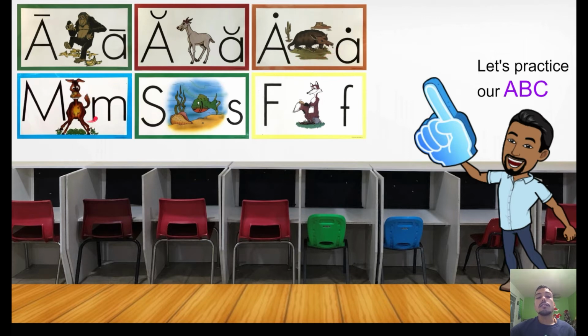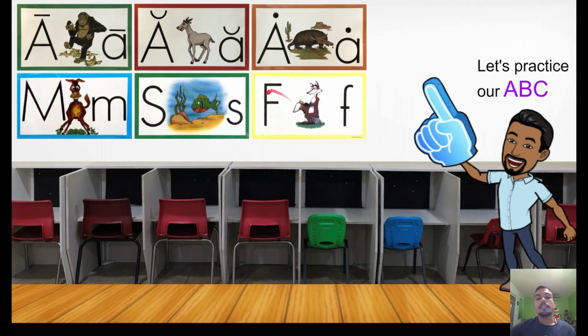The next friend here, its name is mule. And mule has a letter that sounds mm. So the letter M sounds mm. Next friend here, its name is sunfish. And sunfish has a letter that sounds s. The letter S sounds s. Very good. The next friend here, its name is fox.